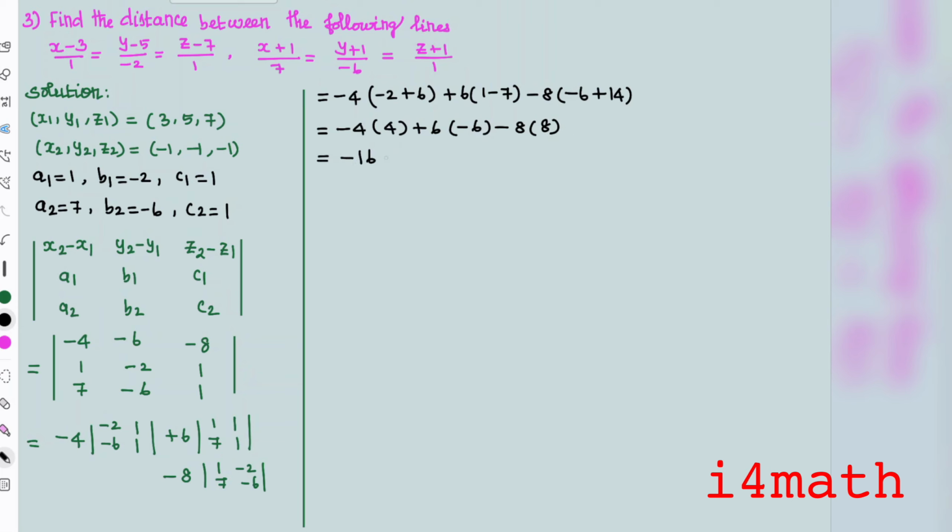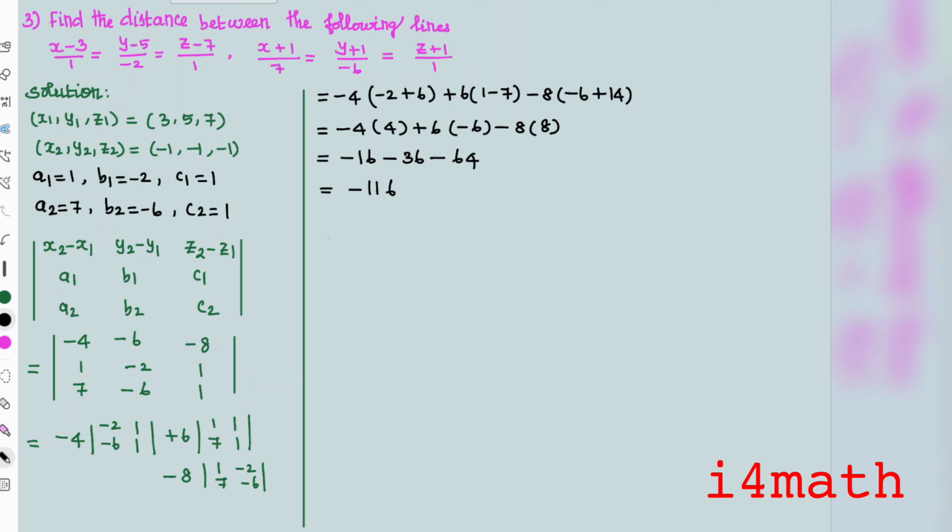Next, minus 4 into 4 is minus 16. 6 into minus 6 is minus 36. Minus 8 into plus 8 is minus 64. Now, just add minus 16, minus 36 and minus 64. The value is minus 116. After finding this value, let us find the distance between the given two parallel lines.